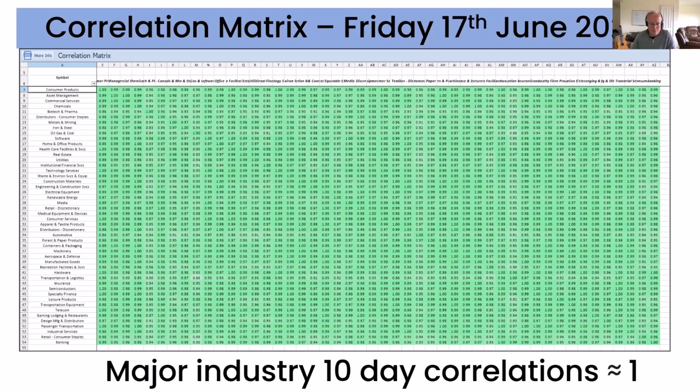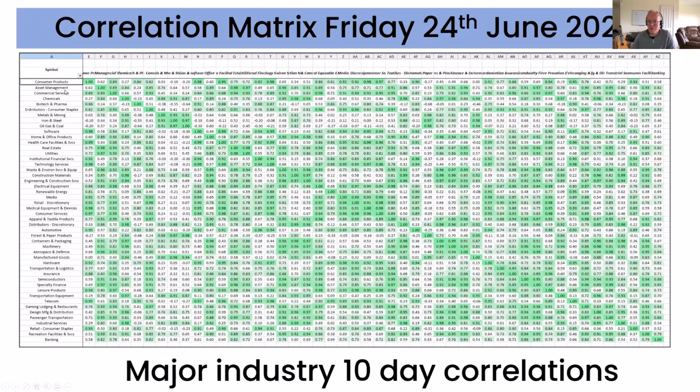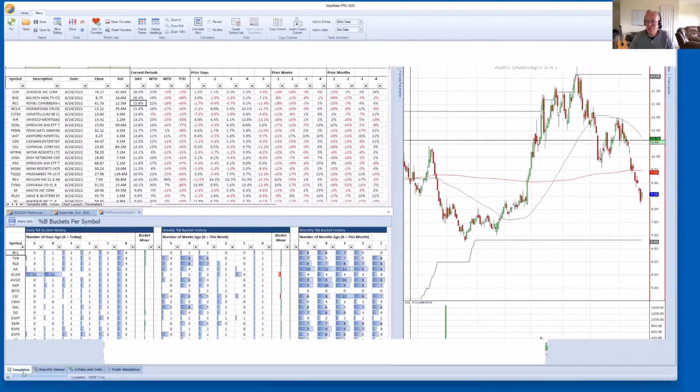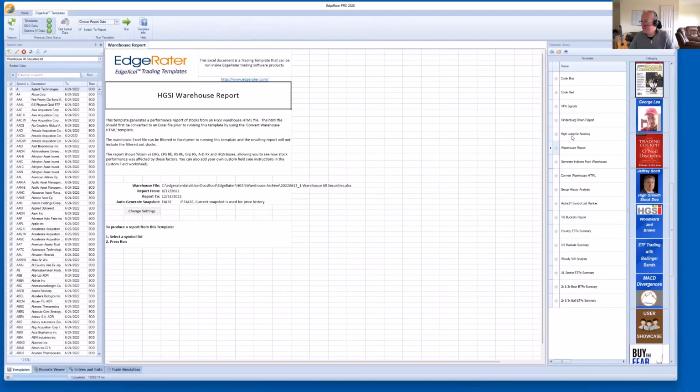This week, it looks a little bit different. So this is 10-day correlations in those same groups this week. You see that the correlations are not one for everything. So things are a little more normal there. Okay, so that's my quick review of the state of the market. And now I wanted to get on to look at some of these templates.